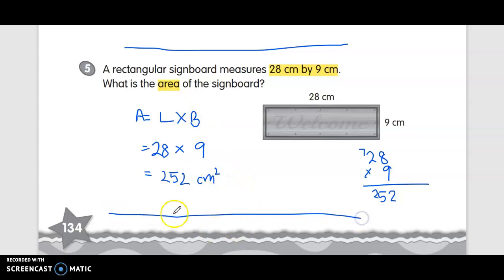So, last but not least, draw a line. Write your statement. The area of the signboard is 252 cm square. Okay, so that is all for page 133 to page 134.